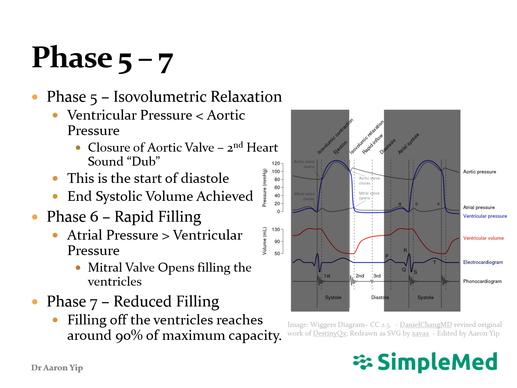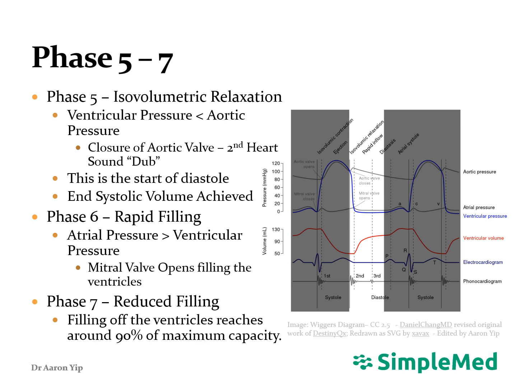Phase 5, isovolumetric relaxation. This is the start of diastole. Ventricular pressure drops below the aortic pressure, leading to the closure of the aortic valve. At this point is where we hear the second heart sound. During this phase, end systolic volume has been achieved. This is the volume of blood in the ventricles following heart contraction.